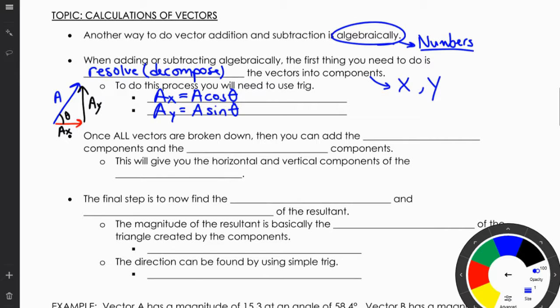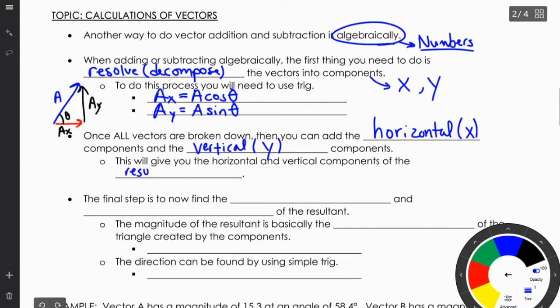You're just now going to simply add the horizontal pieces, or the x pieces, and the vertical pieces. So you're going to treat them separately. You're going to add the horizontal components, add the vertical components. Now, when you do this addition or subtraction, it's going to give you the horizontal and vertical components of that resultant.